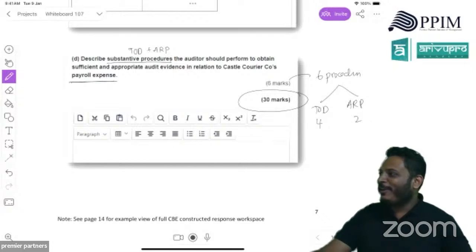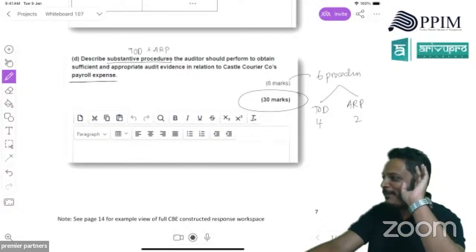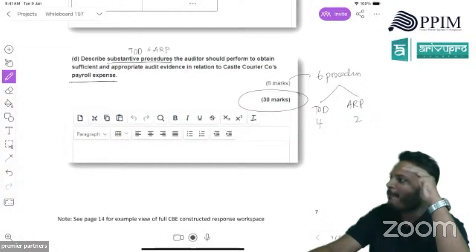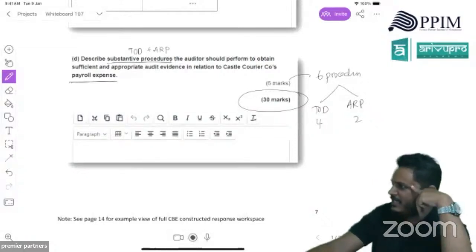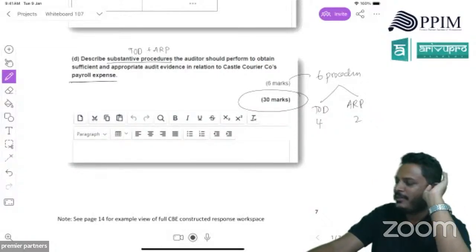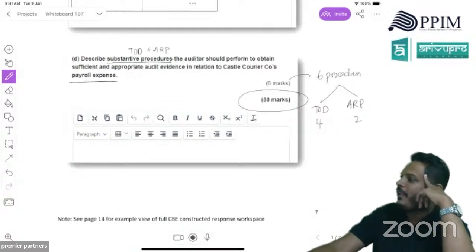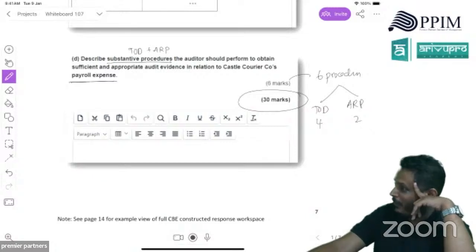Compare the total payroll expense. One minute. Let's start from the beginning. I would read this. Obtain the total payroll expense during the year, compare with the previous year, and discuss the variance with management. Okay, ARP. Obtain breakdown of provision and cost into accuracy and payroll figures in the financial statement. Correct. Select a sample of wages paid during the year. Match them to the standard rate per hour during the period to ensure accuracy.